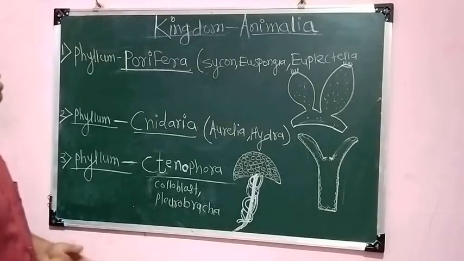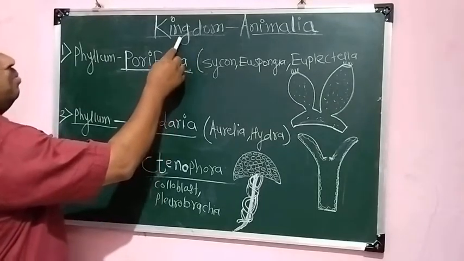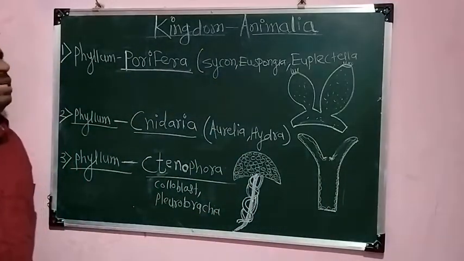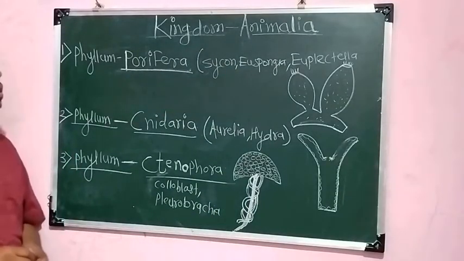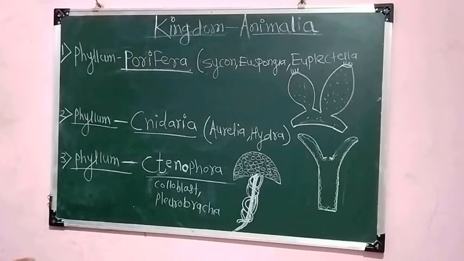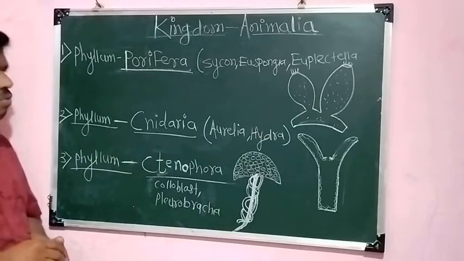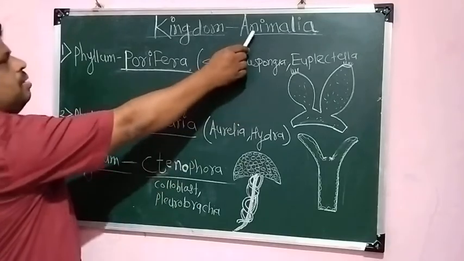Hello students, today you are going to study a new chapter, that is Kingdom Animalia. You have studied the 5 kingdom system of classification in chapter number 2, that is Systematics of Living Organisms. In that chapter you studied the first kingdom, Monera, the second kingdom, Protista, the third, Fungi, the fourth, Plantae, and this is Kingdom Animalia.